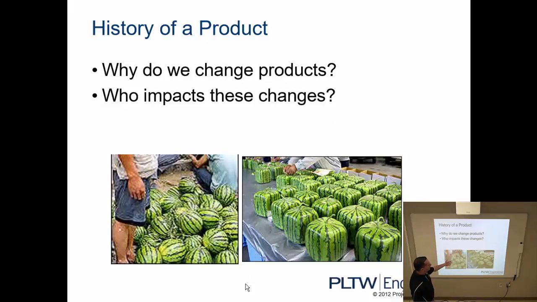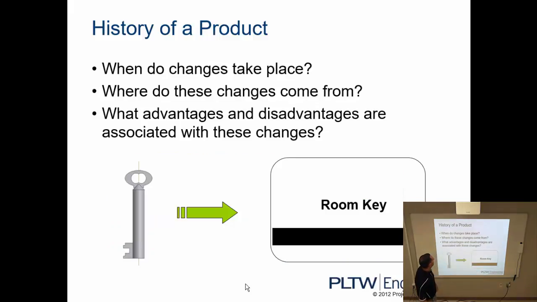Other products could be simpler than a car. It could be, in this case, the watermelon. Why would we change the watermelon from something that's completely round to something that's square? Well, maybe it's for the purposes of storage, right? It's not going to roll off the shelf if it's in a square shape. Maybe it's just purely aesthetics. I like what that looks like. That's pretty cool. I'm going to buy that watermelon because it's square, right? So in this case, they're growing watermelons in boxes so that they take that shape.